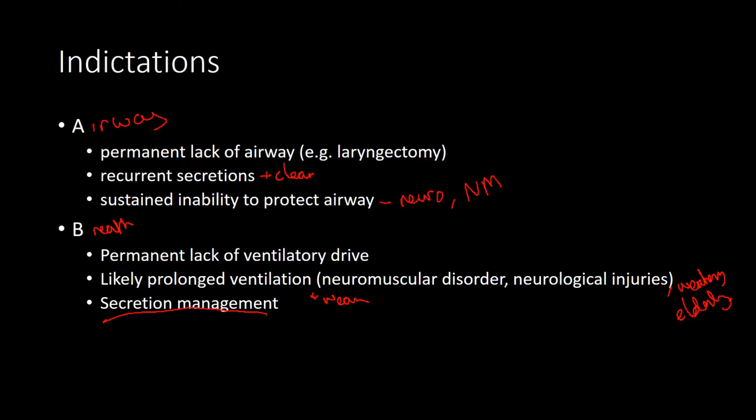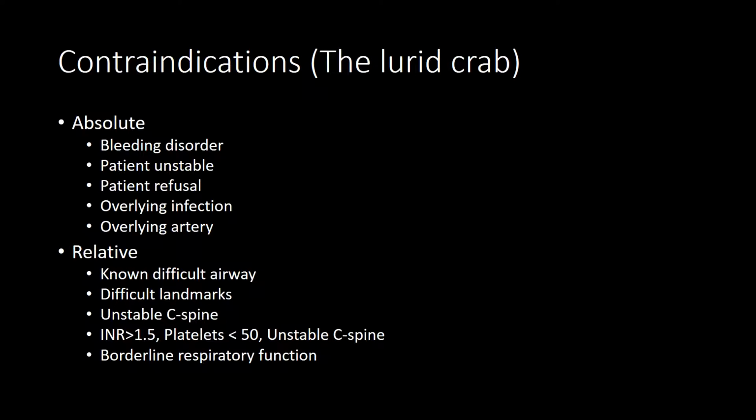Okay, so contraindications to performing a tracheostomy. Contraindications should be divided into absolute and relative. Absolute contraindications would be a severe bleeding disorder, a physiologically unstable patient, patient refusal, overlying infection and overlying artery. And relative contraindications would be a known difficult airway, so perhaps you would want to reconsider whether or not it's worth changing what you've already got in. Difficult landmarks, an unstable C-spine, a moderate coagulopathy, and borderline respiratory function.